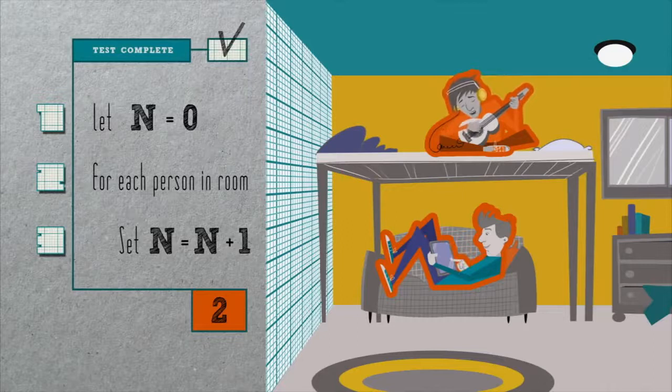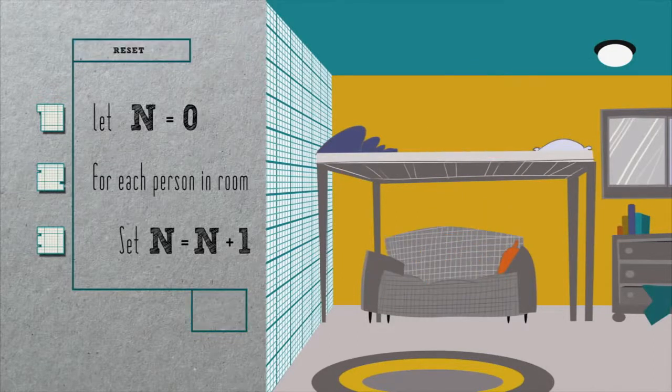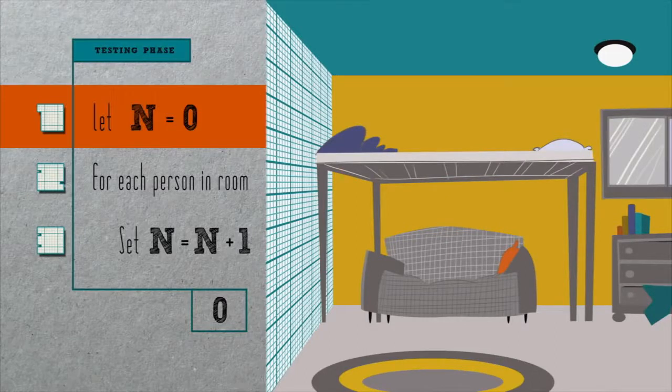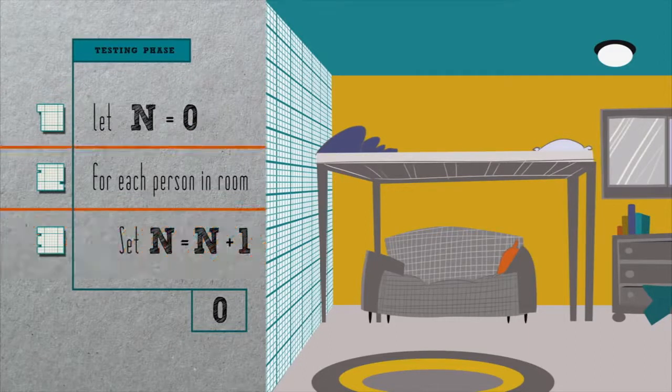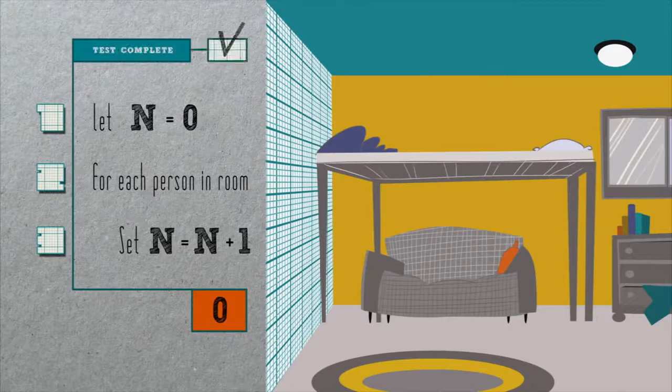So far, so good. How about a corner case, though? Suppose that there are 0 people in the room, besides me, who's doing the counting. In line 1, we again initialize n to 0. This time, though, line 3 doesn't execute at all, since there isn't a person in the room, and so n remains 0, which indeed matches the number of people in the room.